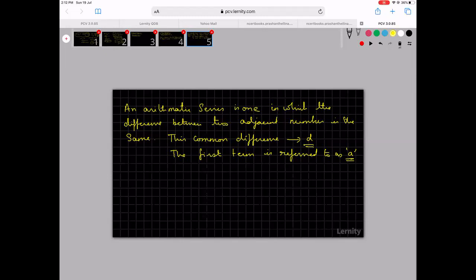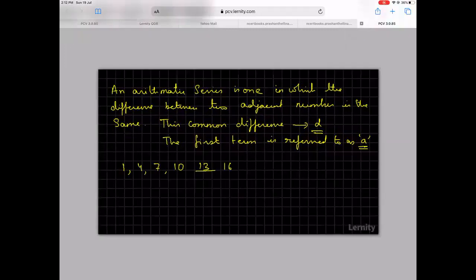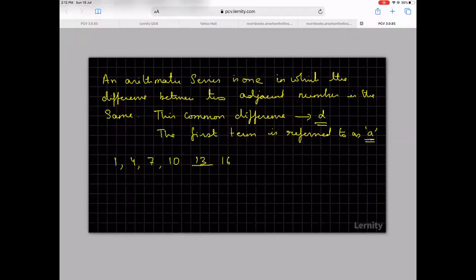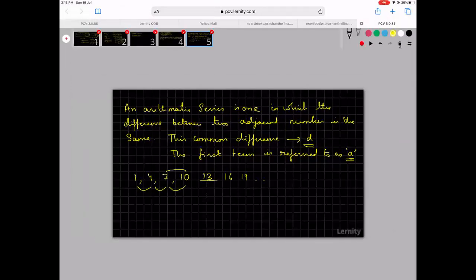So the example that I gave you, 1, 4, 7, 10, the next number obviously must be 13. The next number must be 16. The next number must be 19, and so on. The difference between any two adjacent numbers, adjacent means numbers which are next to each other, side by side, is the same, right? So this is what is an arithmetic series.